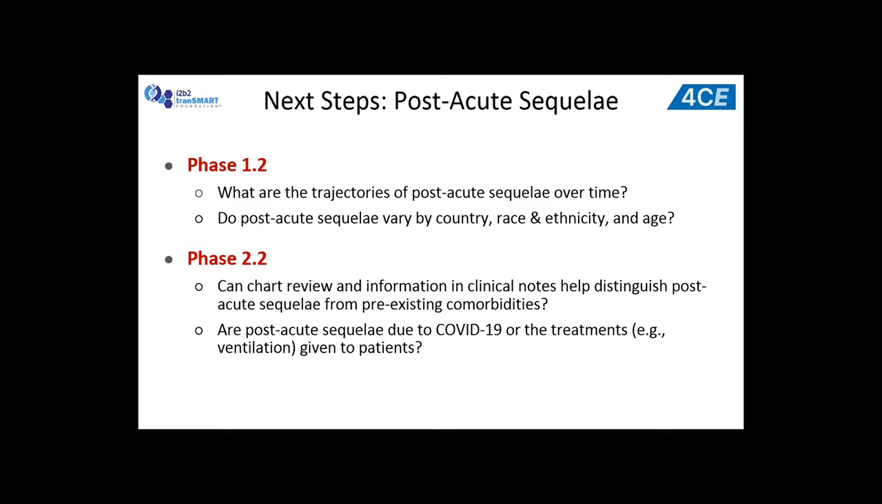So that's a kind of overview of what 4C is and the differences between phase one and phase two. And we'll see if there are any questions for me before we switch over to our other speakers.